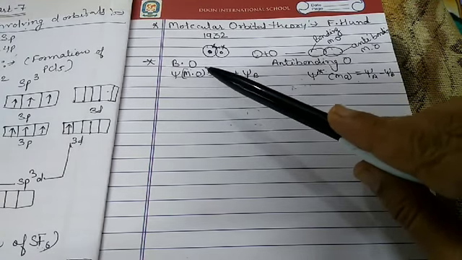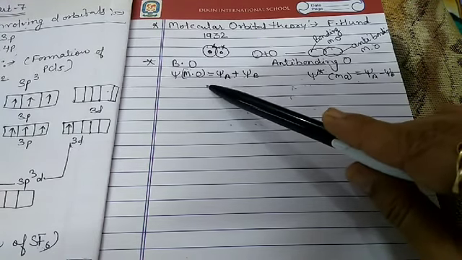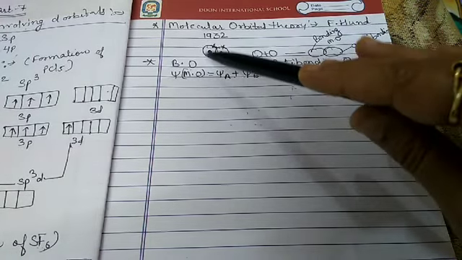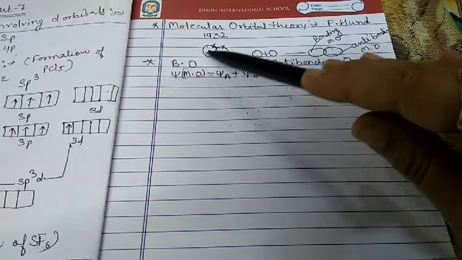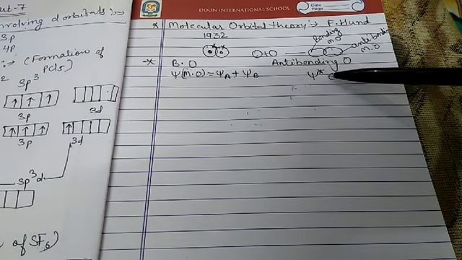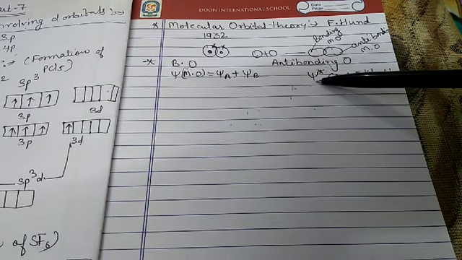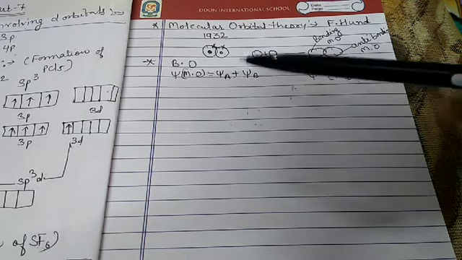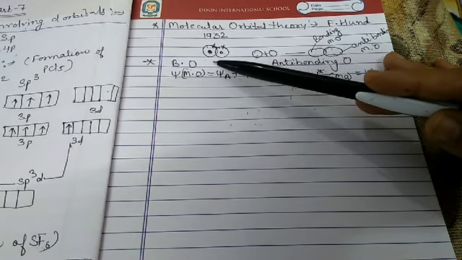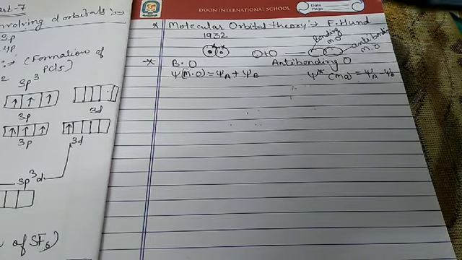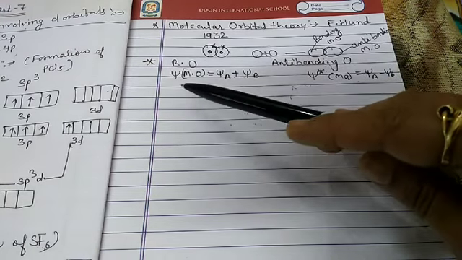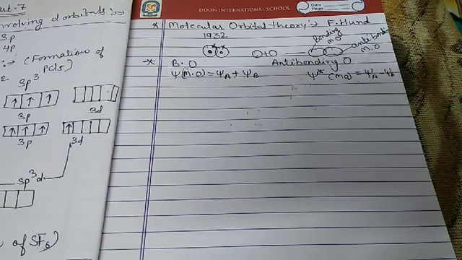Now the bonding molecular orbital has a greater electron density in the region between the two nuclei of bonded atoms, and this anti-bonding molecular orbital has the lesser electron density in the region between the two nuclei of the atom. And the bonding molecular orbital possesses lower energy than the isolated atomic orbital, and the anti-bonding possesses the higher energy than the isolated atomic orbital. So these are the main differences between the bonding molecular orbital and the anti-bonding molecular orbital.